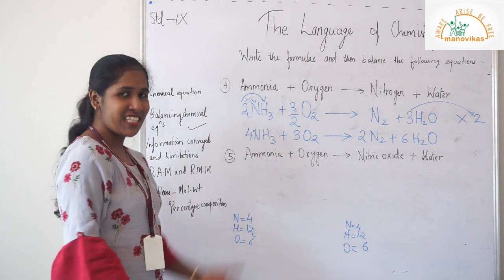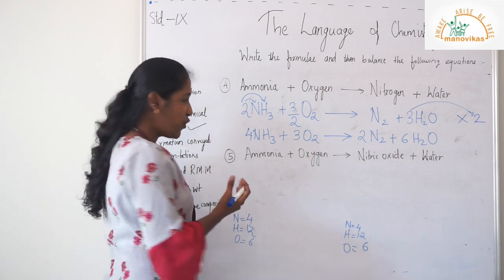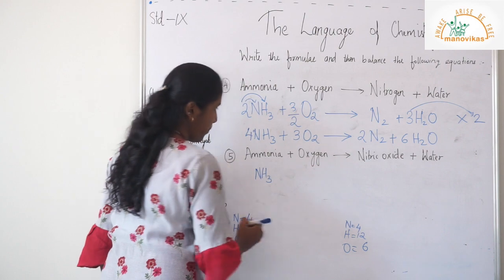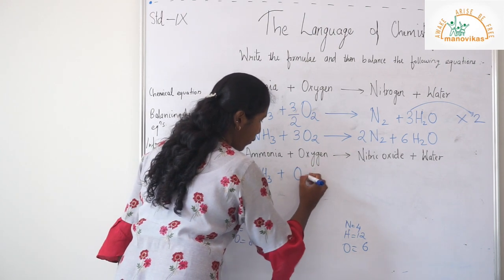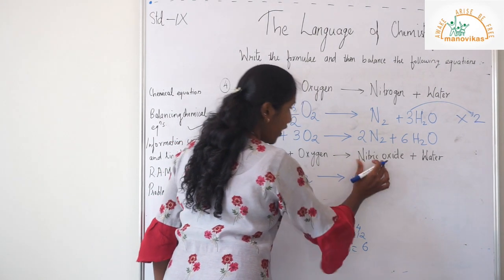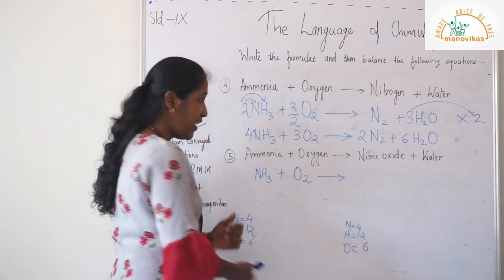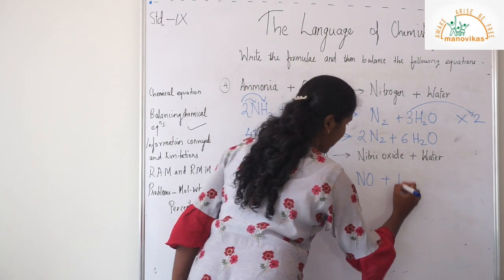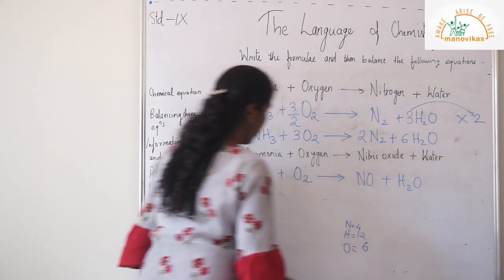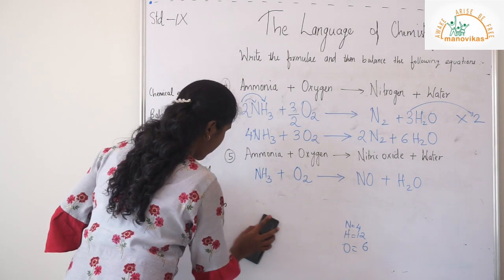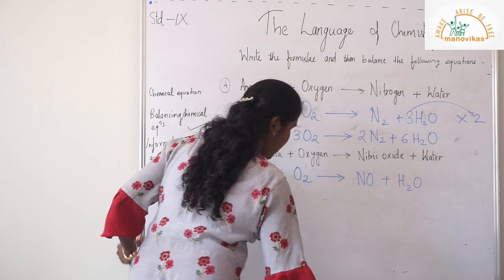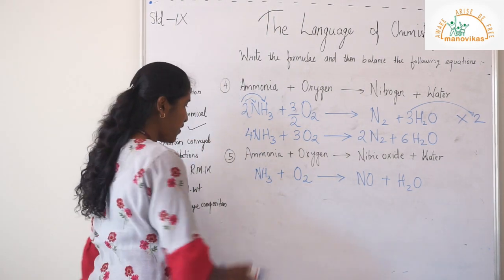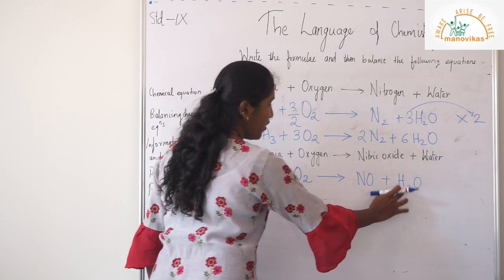Let's try the last example. I hope you all must have solved this. So ammonia is NH3. Oxygen is O2. Correct. Nitric oxide. So the nitric oxide formula is NO plus water. That is H2O. So we'll try balancing this. Nitrogen is 1. Here also it is 1. So nitrogen is balanced. Hydrogen is 3, but over here it is 2.